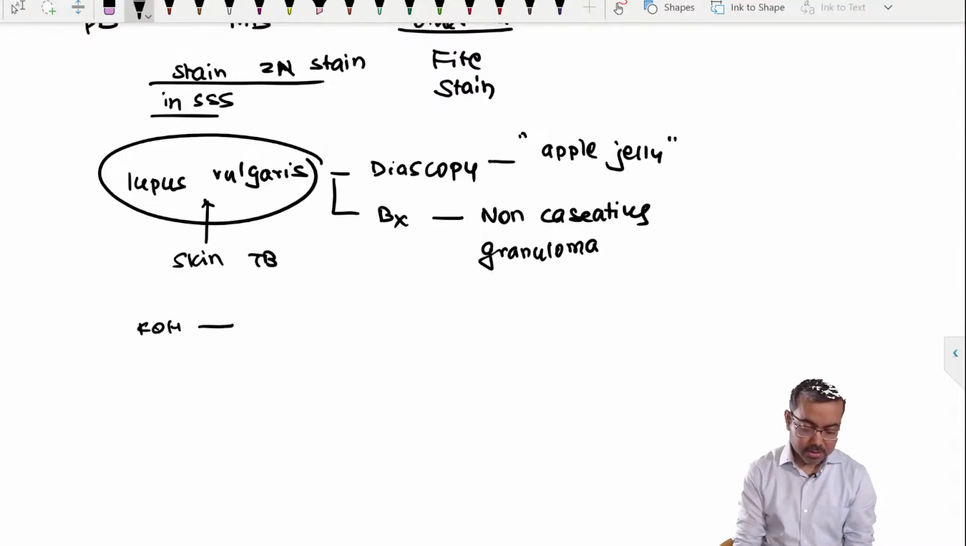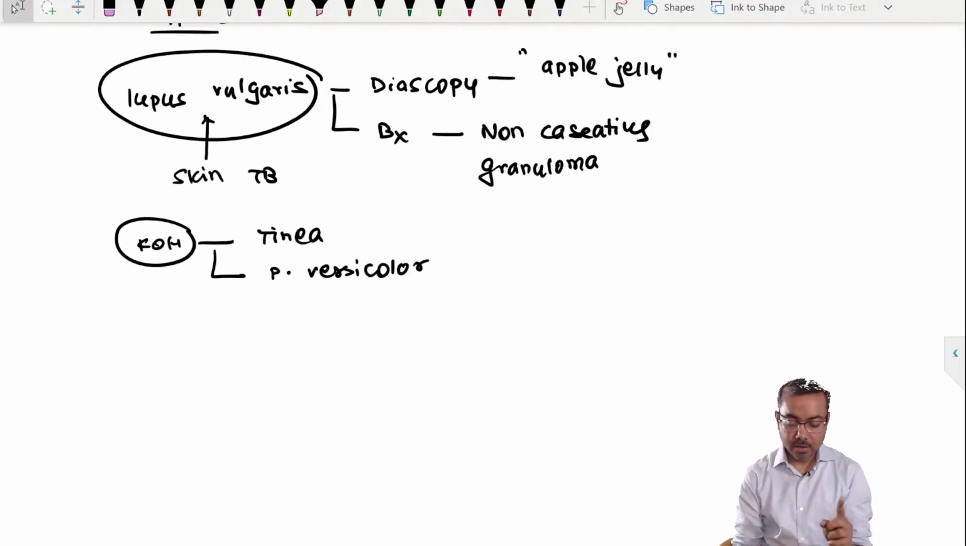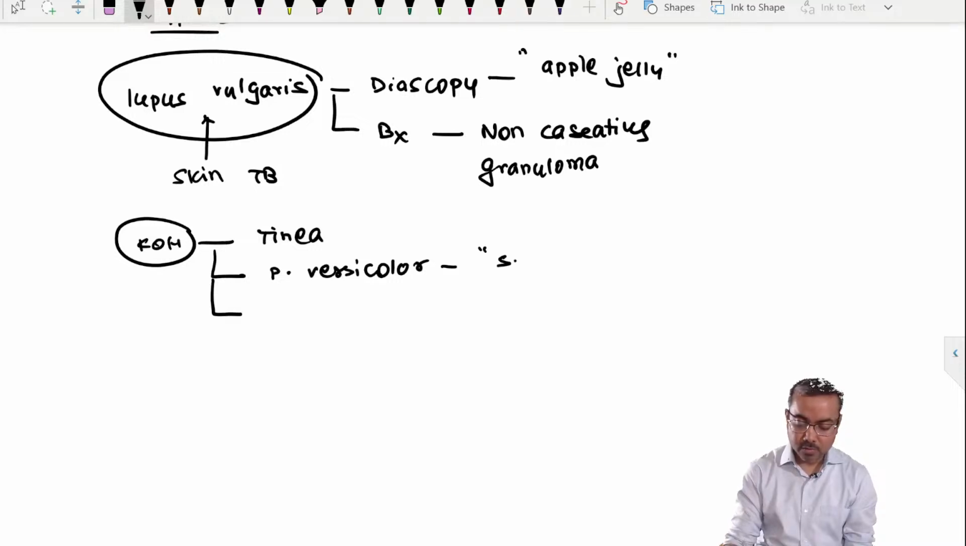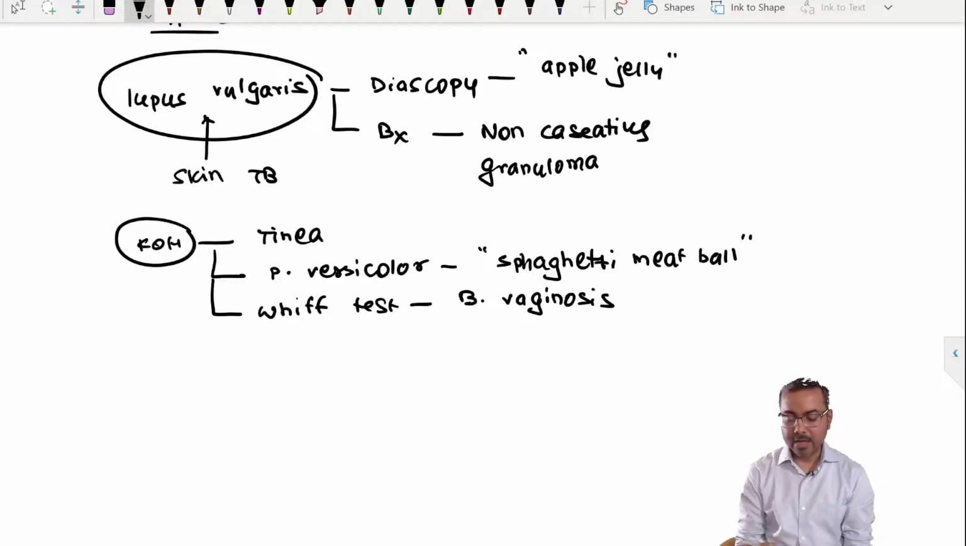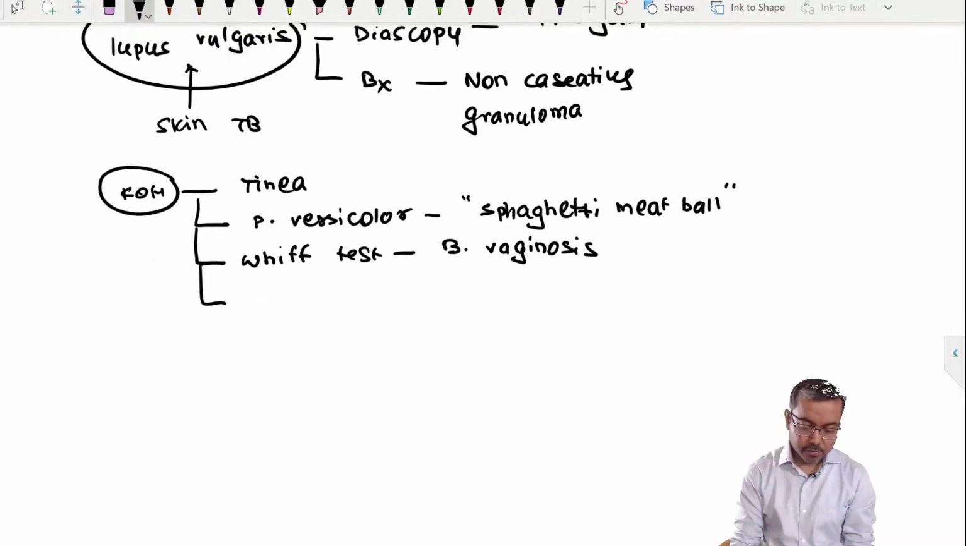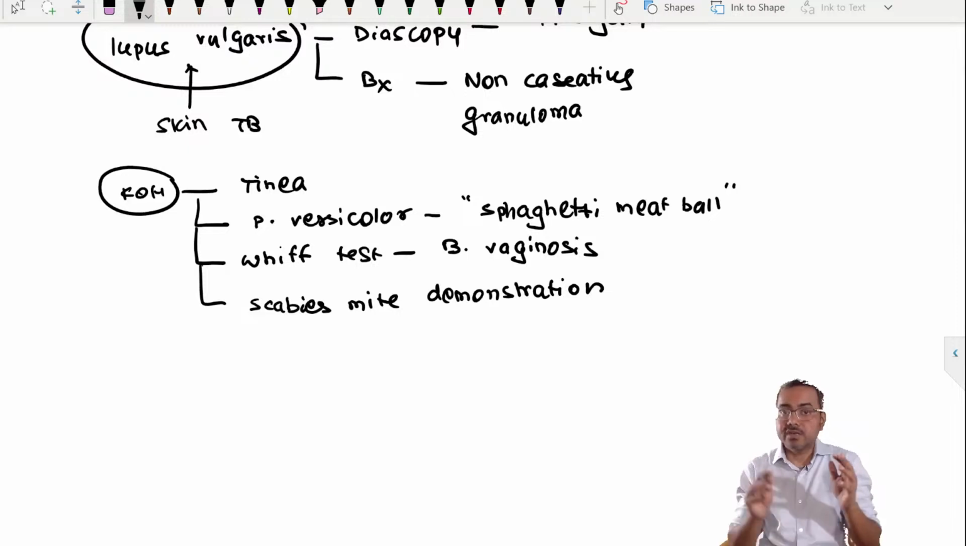KOH mount is done for tinea. KOH mount is also done for pityriasis versicolor. Write down the indications of KOH mount, a very important topic. In pityriasis versicolor it gives you what is called the spaghetti and meatball pattern. There is also a whiff test in KOH, which is for bacterial vaginosis. I'm not writing the full forms, for lack of time, please don't expect me to. We also do KOH mount for scabies mite demonstration. So KOH mount can be done for pityriasis versicolor, tinea, whiff test and scabies mite demonstration.